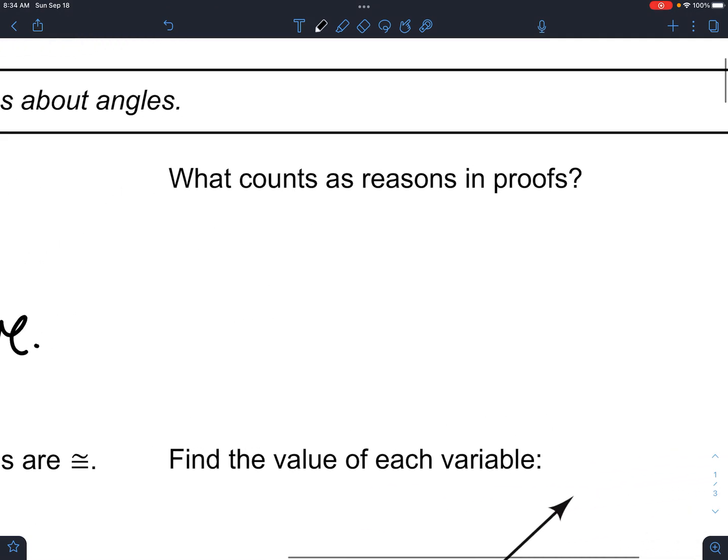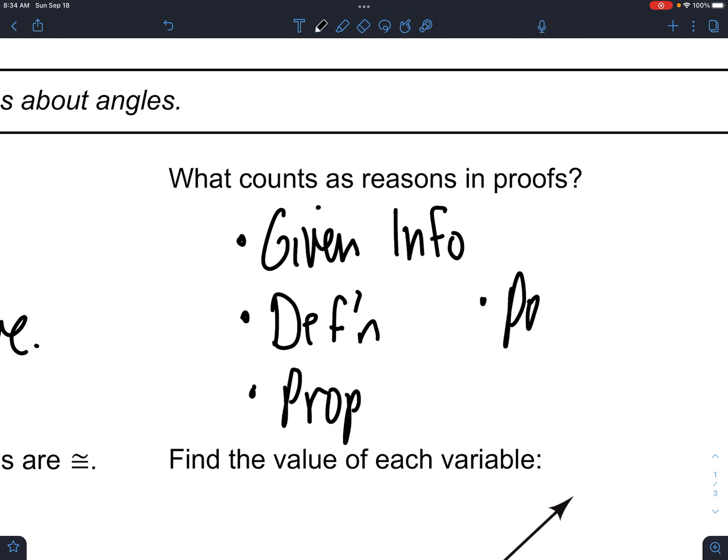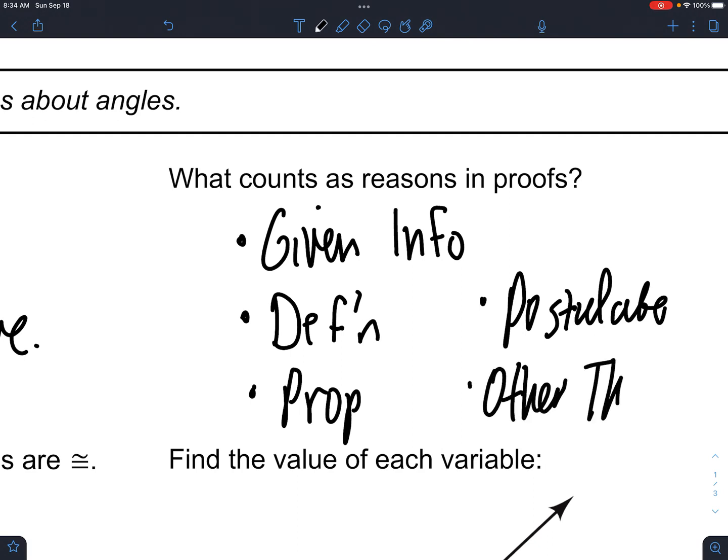And how do you do that? Well, you use reasons. And what are reasons? It could be given info. We use that for every proof. It could be a definition. It could be a property. It could be a postulate. Or it could be other theorems. And these 5 things all come together, and we use them as reasons in the 2-column proof. And these are all on magnets that I have in the classroom.